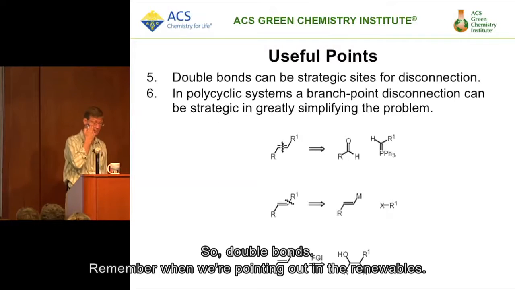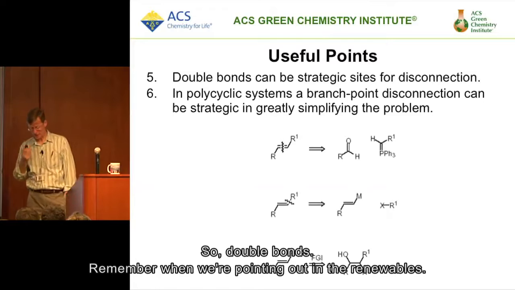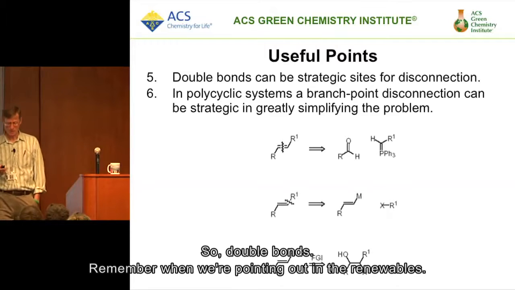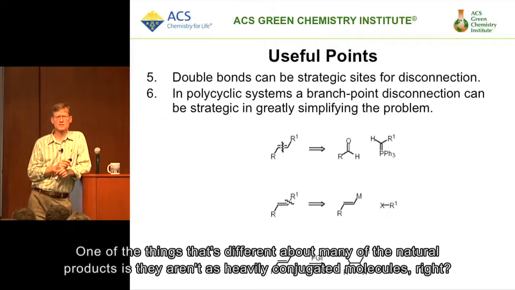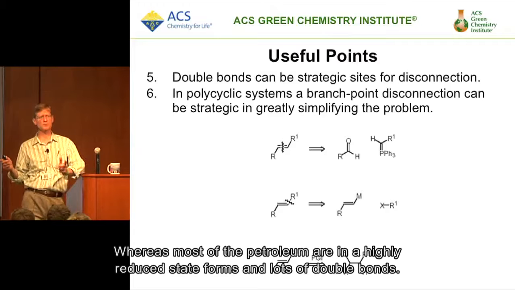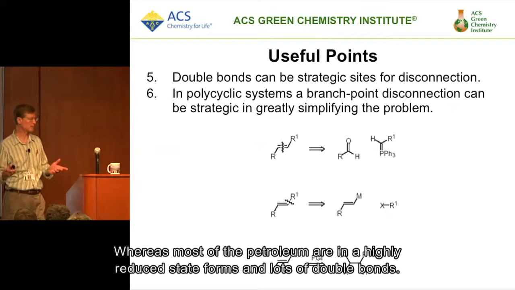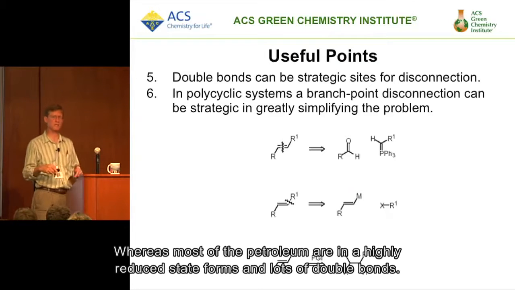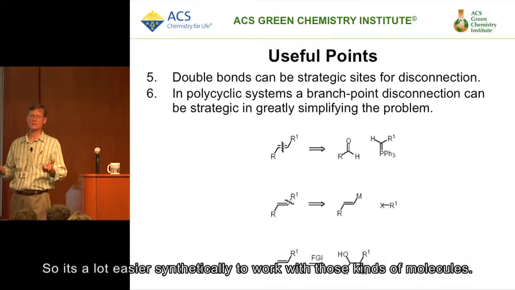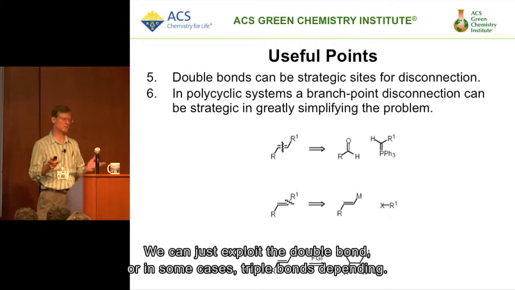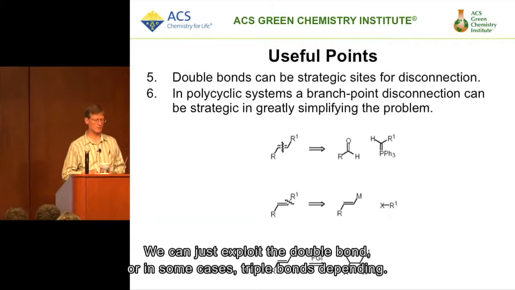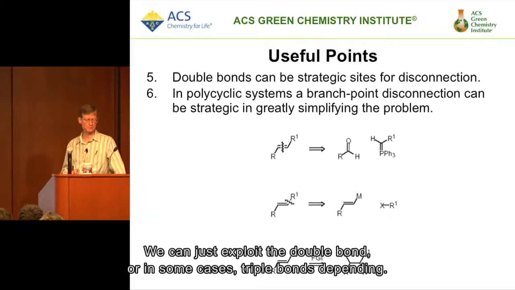So double bonds. Remember when we were pointing out in the renewables, one of the things that's very different about many of the natural products is they aren't as heavily conjugated molecules, right? Whereas most of the petroleum are in highly reduced state forms and lots of double bonds. So it's a lot easier synthetically to work with those kinds of molecules. We can just exploit the double bond, or in some cases triple bonds, depending.